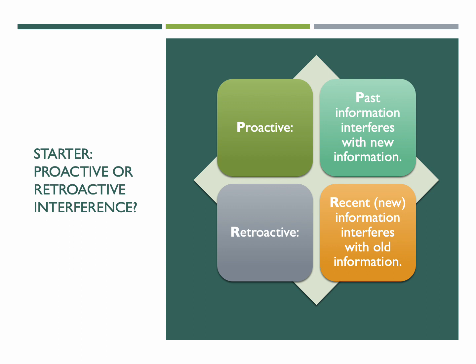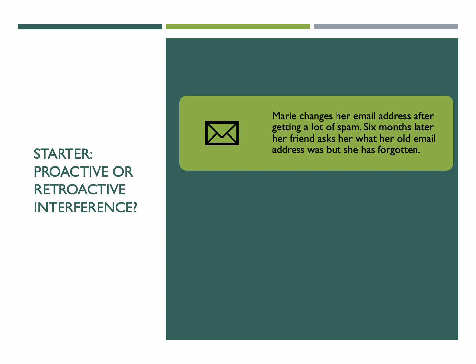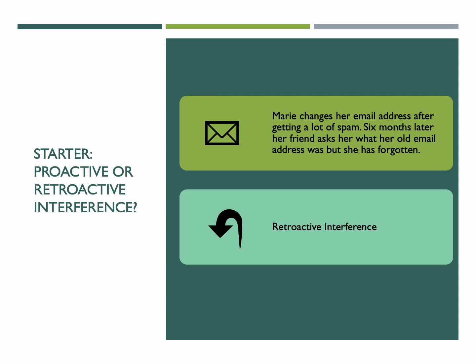Bearing this in mind, what do you think these scenarios are? Do you think it's proactive or retroactive? First one, Marie changes her email address after getting a lot of spam. 6 months later, her friend asks her what her old email address was, but she has forgotten. Feel free to pause me. Do you think this is proactive or retroactive? This, of course, is retroactive, because her recent information for her new email address is interfering with the old information that she learned for her old email address.